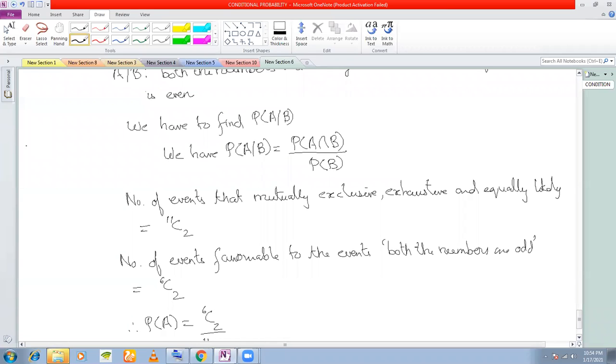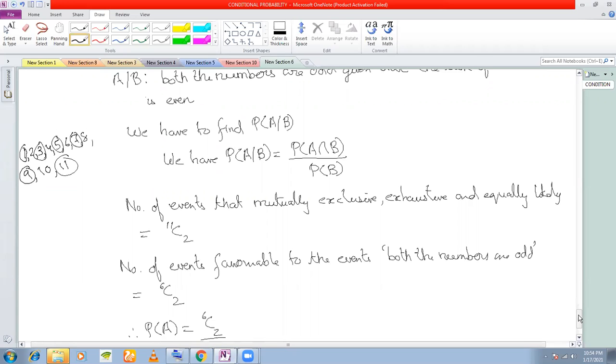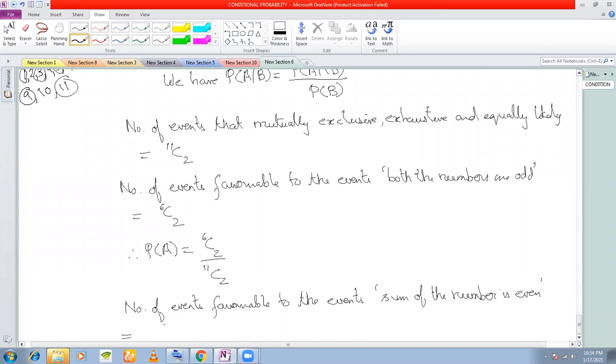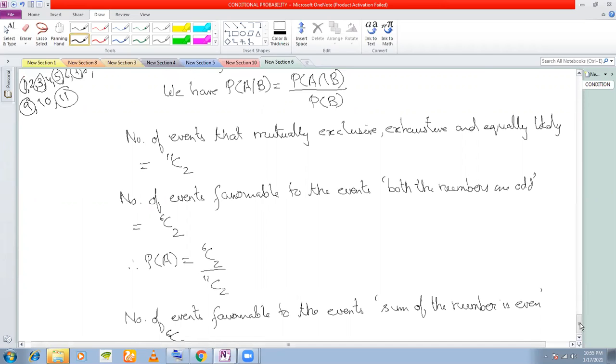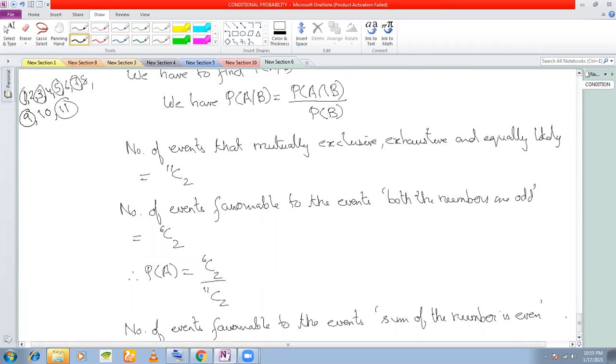Let us see here. From 1 to 11, how many odd numbers? 1, 2, 3, 4, 5, 6 odd numbers. So two odd numbers you are adding. In how many ways can you add two odd numbers? In 6C2 ways, right? You'll get an even sum. If you select any two odd numbers and add them, in how many ways can you do this? 6C2 ways.